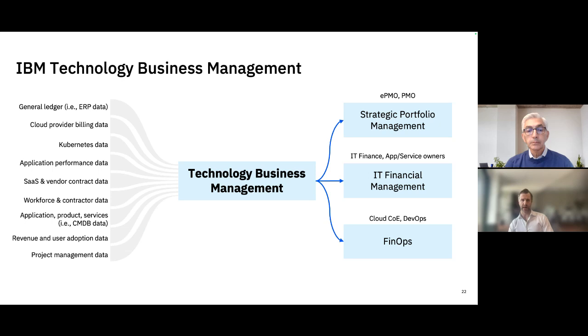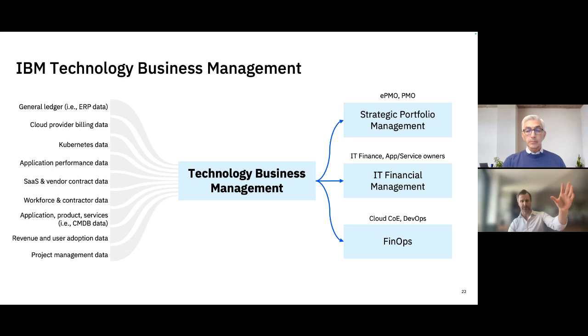Really, at IBM Apptio and IBM as a whole within our technology business management portfolio, it's about simplifying the complexity by bringing multiple data streams under one roof. It's about the aggregation of IT spend, cloud, operational metrics, and business intelligence, enabling organizations to connect tech investments directly to business value.